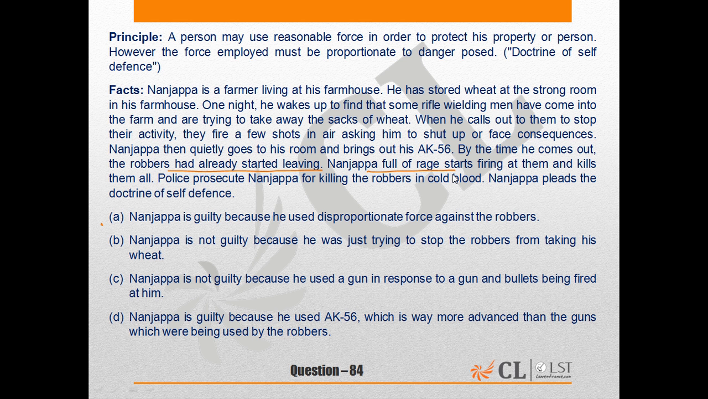So this was not self-defense, because in self-defense you need to have an imminent threat. Over here, the robbers were leaving the house, so Nanjappa did not have an immediate threat. Hence, Nanjappa is guilty because he has used disproportionate force against the robbers. Option A is the answer.